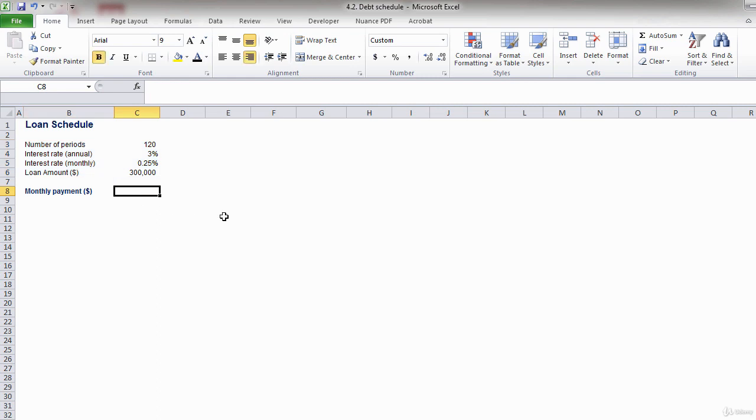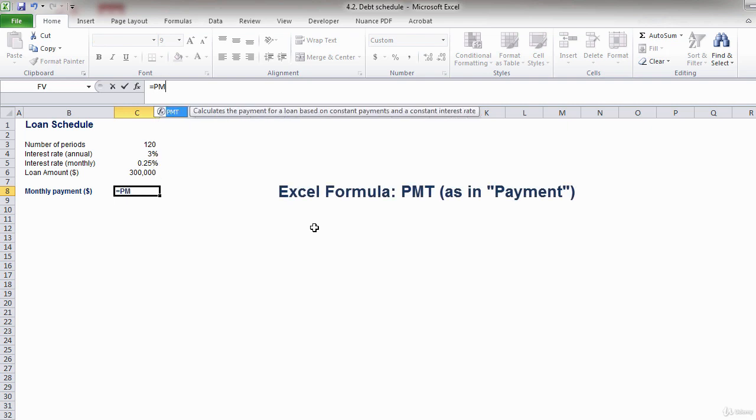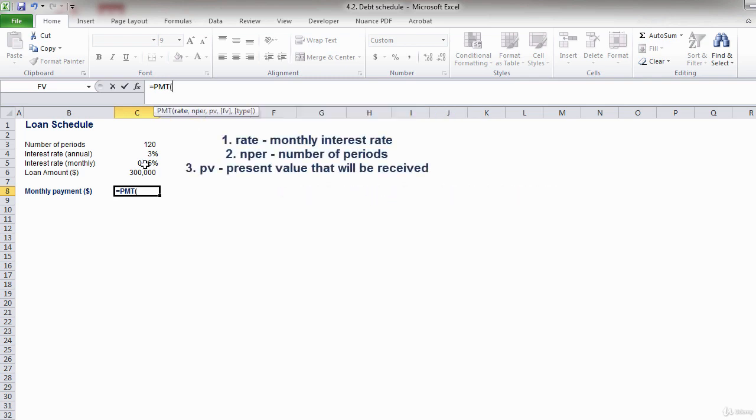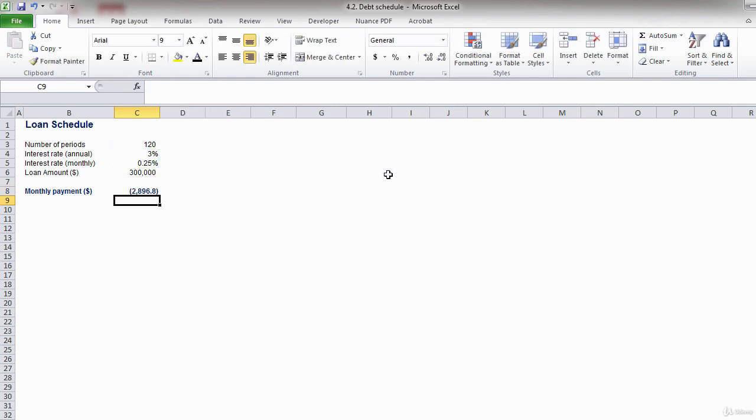We have all the necessary inputs that would allow us to calculate the monthly payment for the loan. The Excel formula for this calculation is PMT, as in payment. I will type it into the formula bar and select each of the inputs. Okay, our formula is ready. The borrower will have to make a monthly payment of $2,896 for 10 years in order to repay the loan.